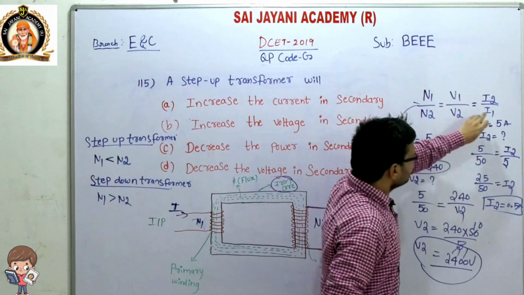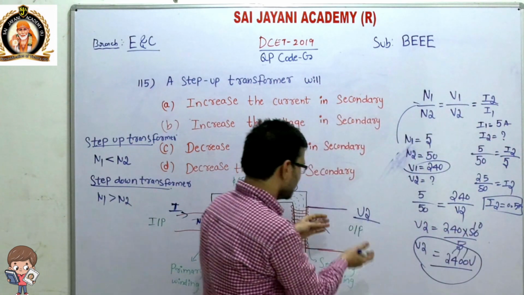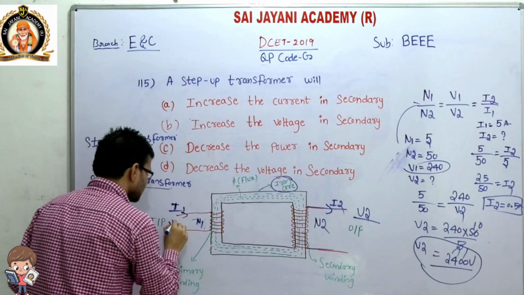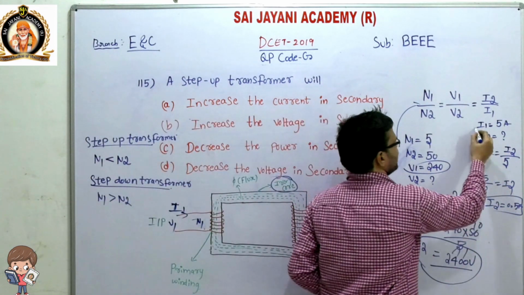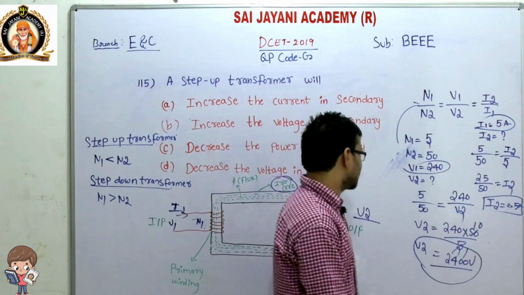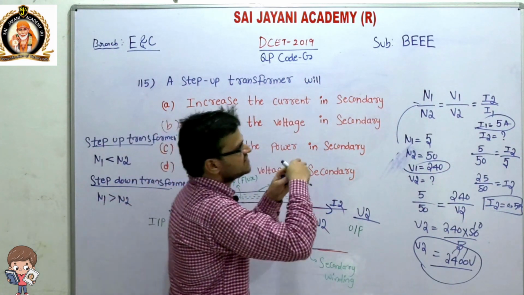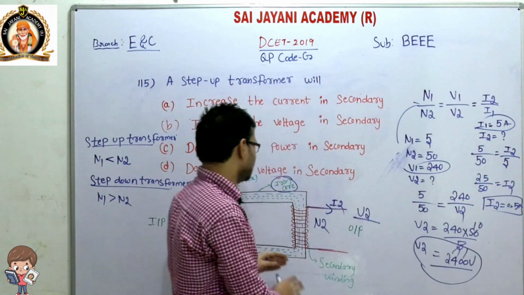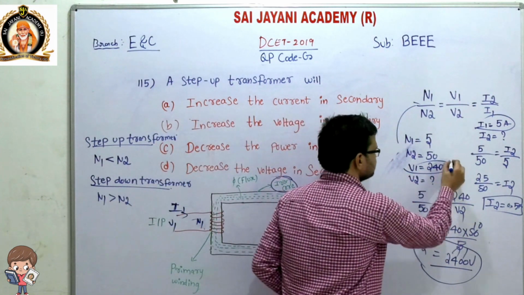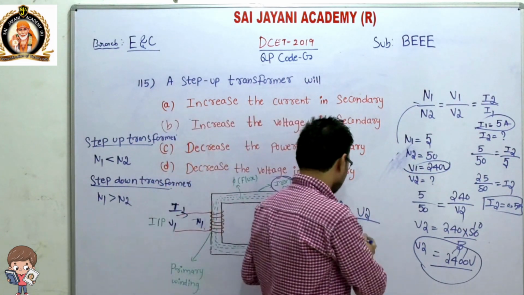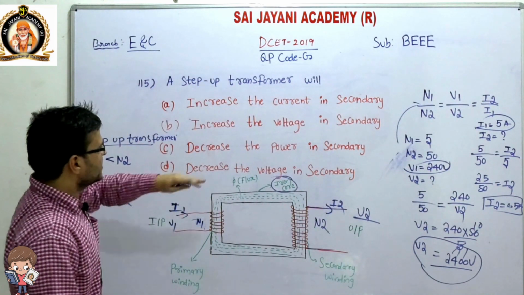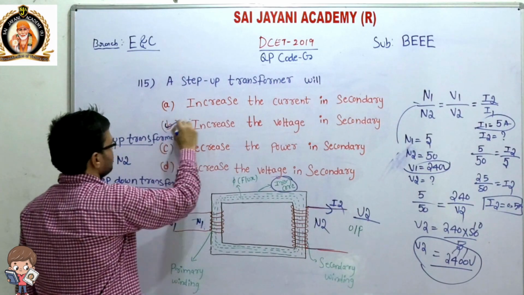We are supplying an input current of 5 ampere, but at the output side this is I2. This is I1 and this is V1. We are giving a current of 5 amperes, but at the output side we are getting 0.5 ampere. That means a step-up transformer will step down the current, but it steps up the voltage, because we are giving a 240 volt input voltage, but at the output side we are getting 2400 volts. So a step-up transformer will increase the voltage in secondary. That is option number 2.